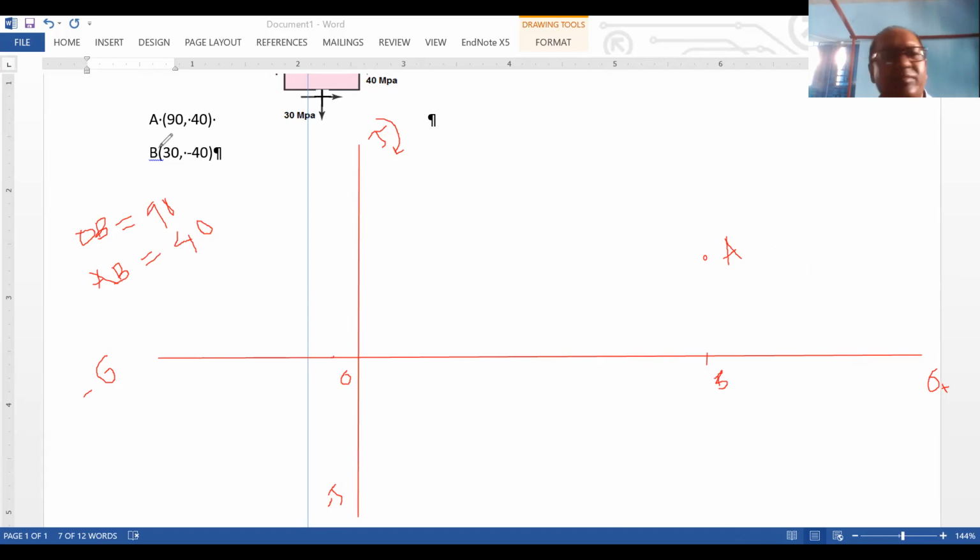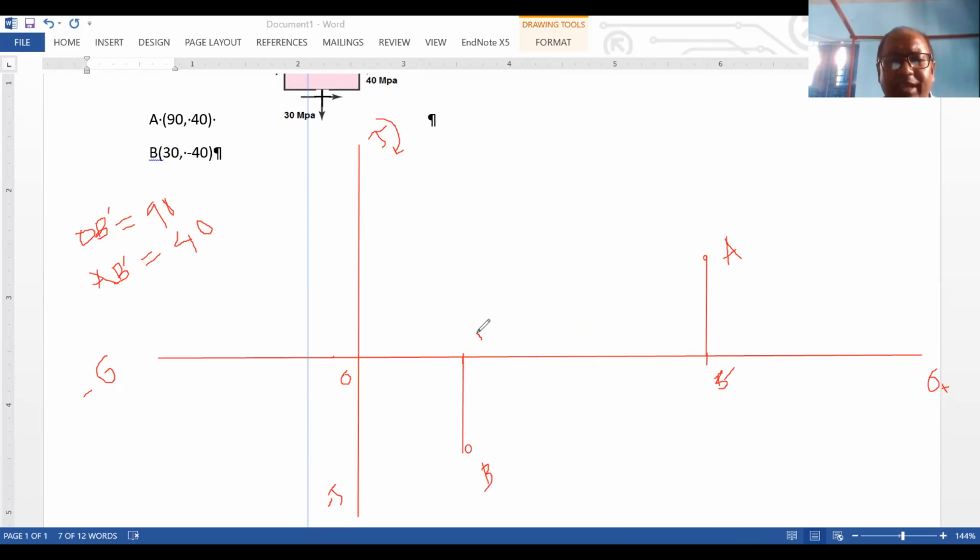Point B is 30 sigma, right over here 30, and tau negative 40. So it might be right over here. So I am saying this is my point B. This is point B. You might mix up this one, so I'm saying this is B prime. Now you join the line, this line, then this line.